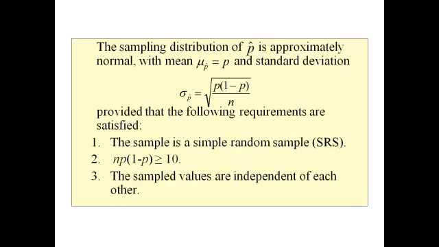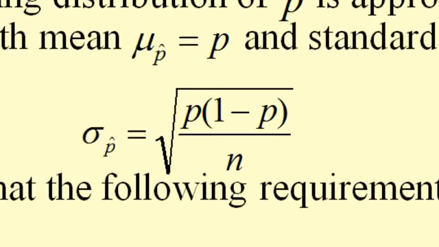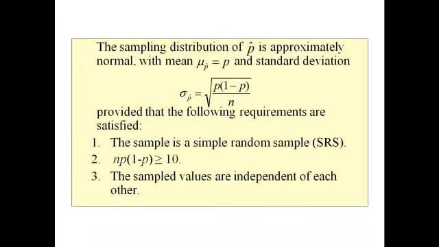Now, as P hat is a statistic, it has a sampling distribution. And under certain conditions, its sampling distribution is approximately normal with mean P and a standard deviation of the square root of P times 1 minus P divided by n. Now, this is going to hold as long as certain conditions are met.